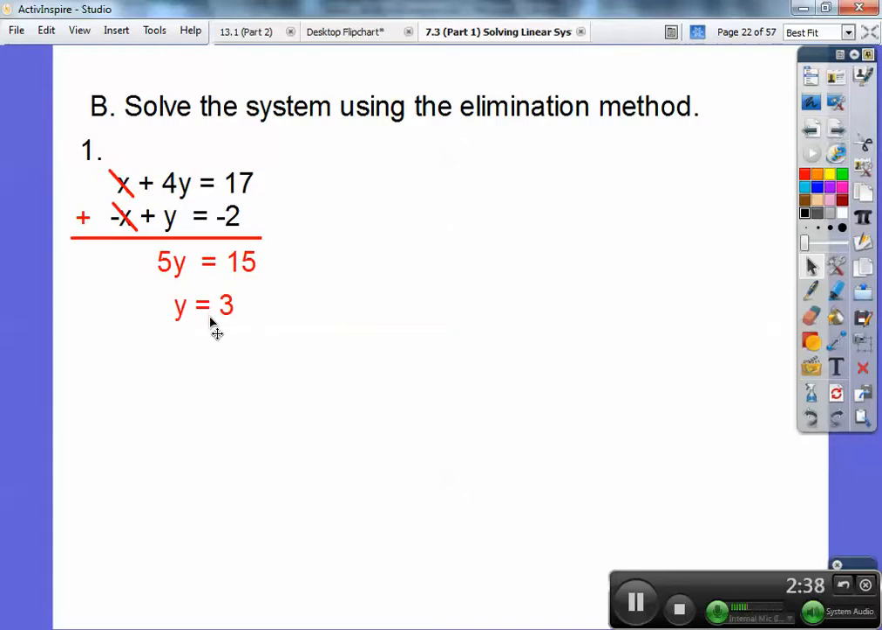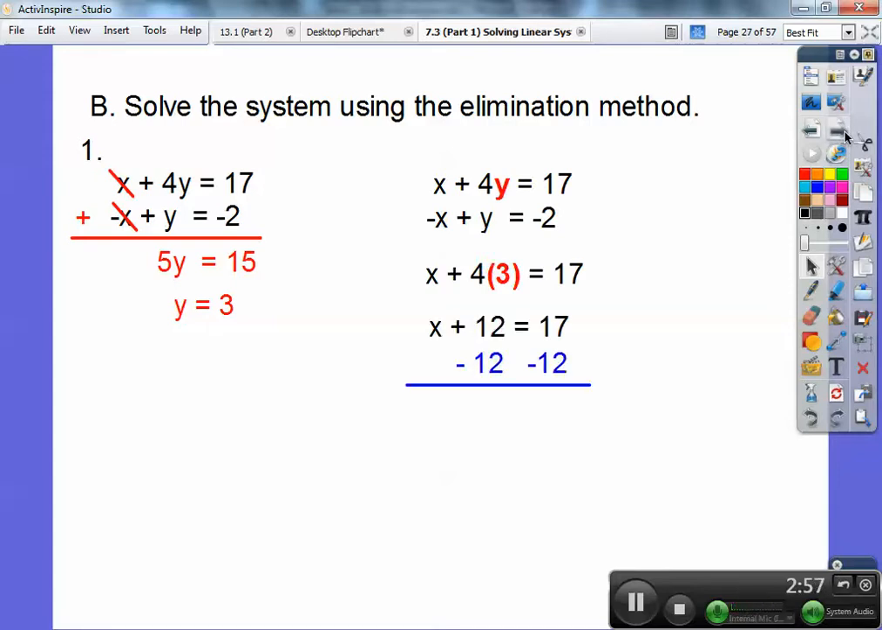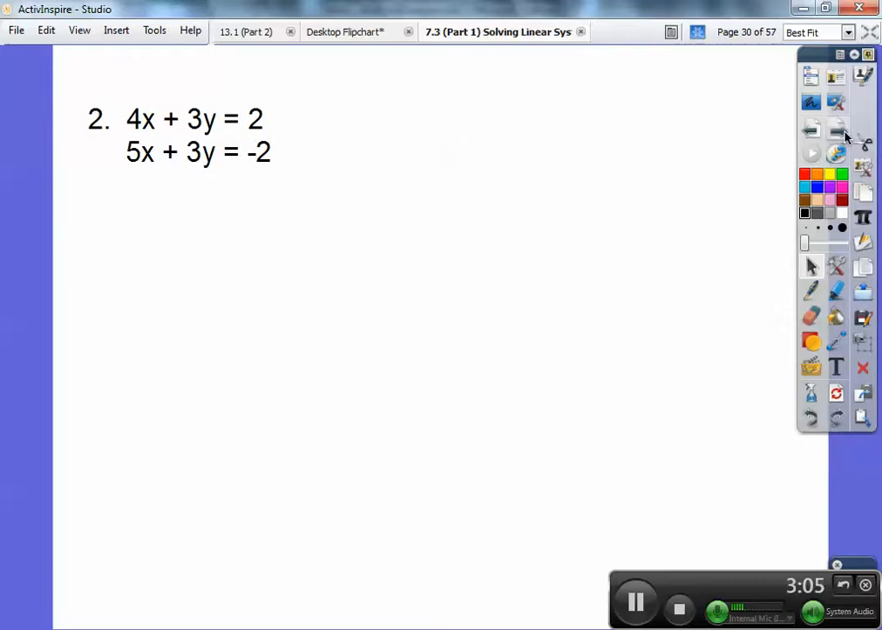Then substitute y back into one of those equations. It doesn't matter which; I'm going to choose this one because I wanted to avoid the negatives. So I'm going to put y right next to that 4. 4 times 3 is 12, and when you subtract 12, you get 5. So you still get the same answer, 5 comma 3. Fast, huh? This way works great if they're set up like this.